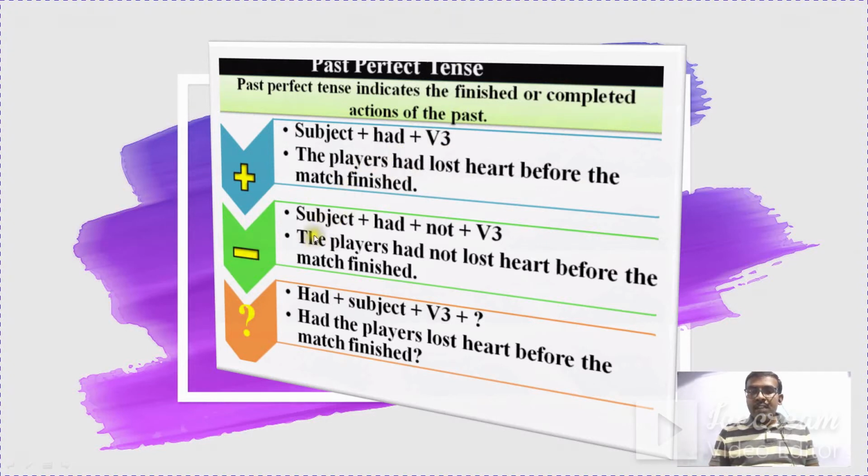Negative form: just add not to the positive form. That's all. The question form is the auxiliary verb plus subject plus V3, the past participle. Had the players lost heart before the match finished? Here are the finished action and the initiated action. Two actions are available, but these two actions had been completed in the past.